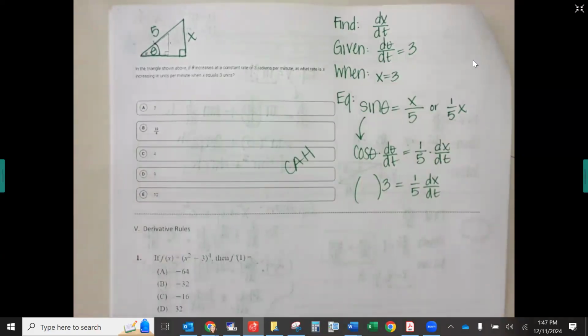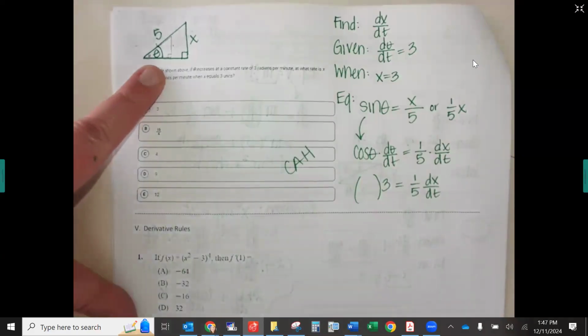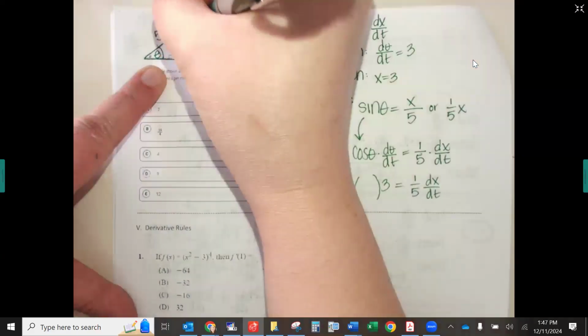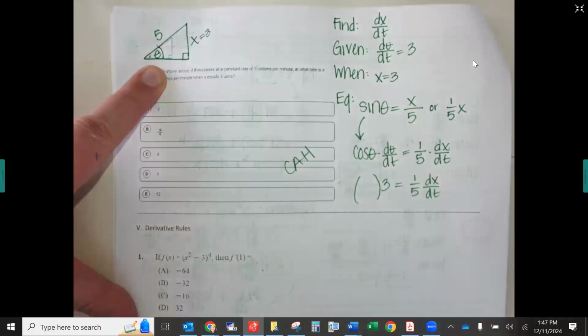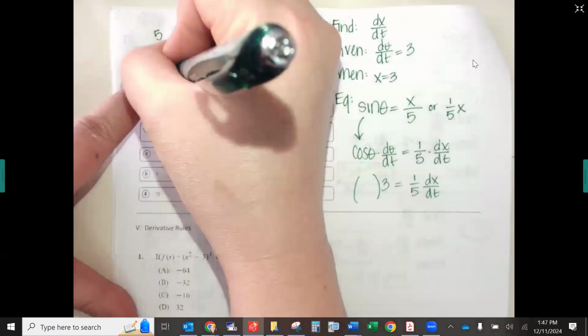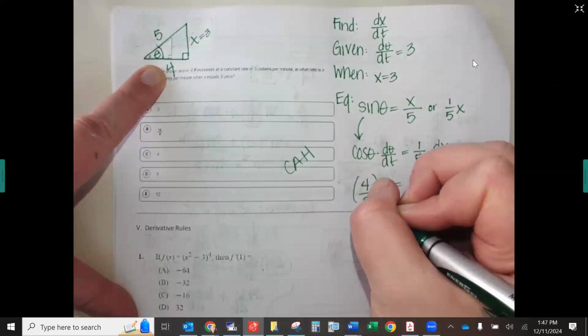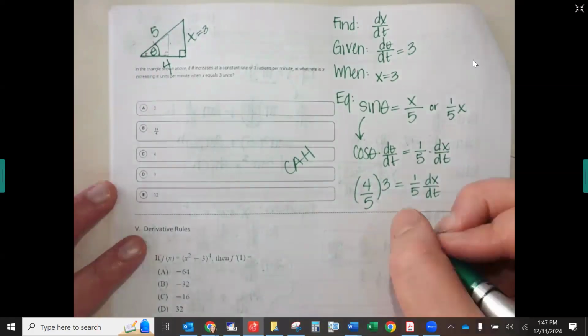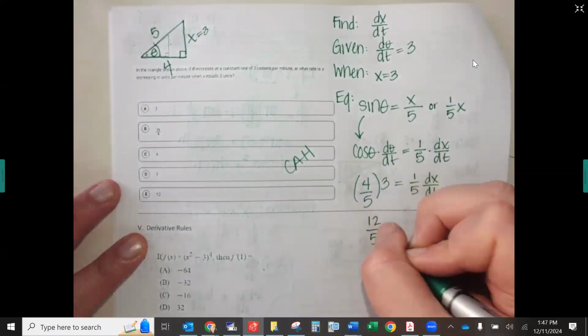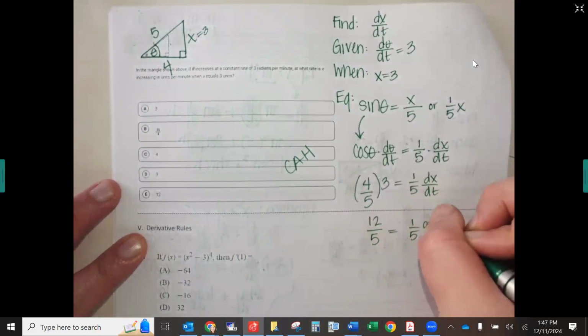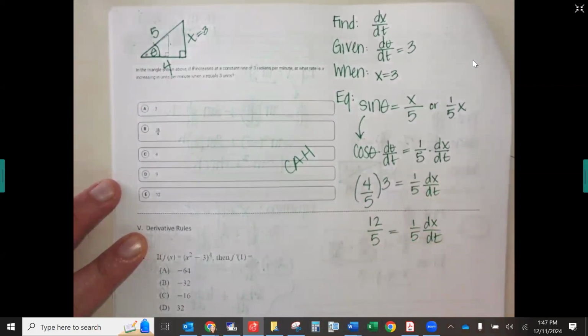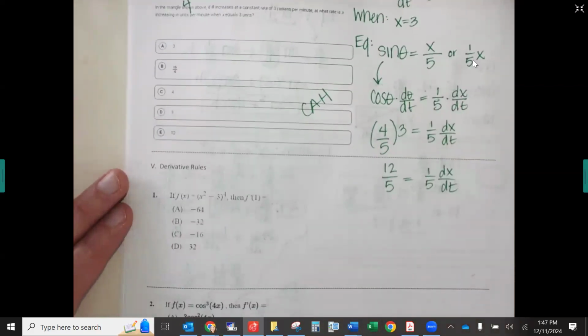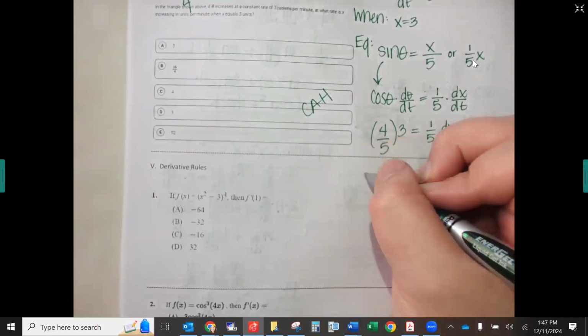So cosine is a over h, and I notice my a is missing. But if my x is a 3, what do I know the adjacent side has to be? 4 over my hypotenuse is 5. Okay, from there, 3 times 4 on top is a 12 over 5 equals 1/5 dx dt. And then if I'm trying to solve for dx dt and it has a divide by 5 in front of it, how do we undo that? Multiply by 5.